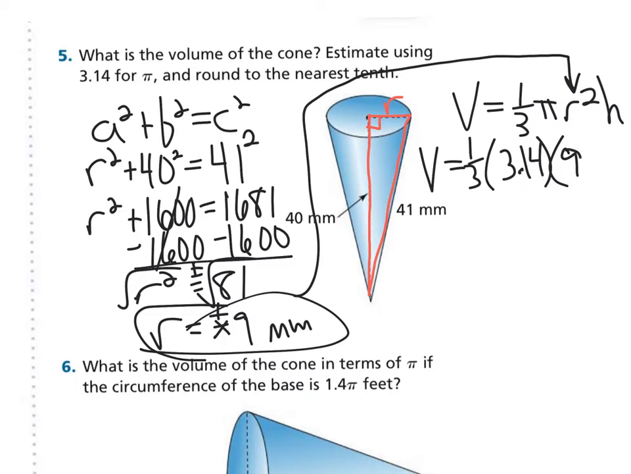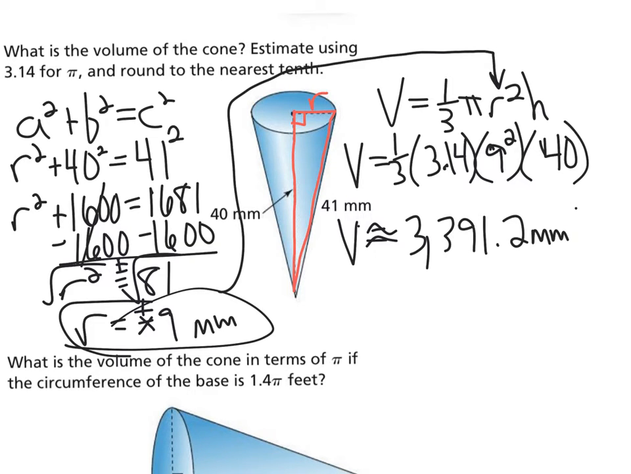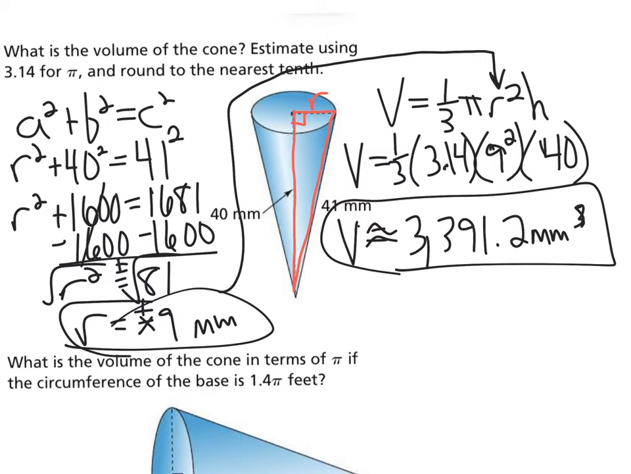We'll put the 9 in our formula. Make sure you square it. And the height is which one? Height's the 40. Has to go straight up and down for it to be the height. 41 they call the slant height because it's slanted, I guess. Okay, and it says we're going to go to the nearest tenth here, so probably rounding. Good. So 3,391 and 2/10 cubic millimeters would be our volume.